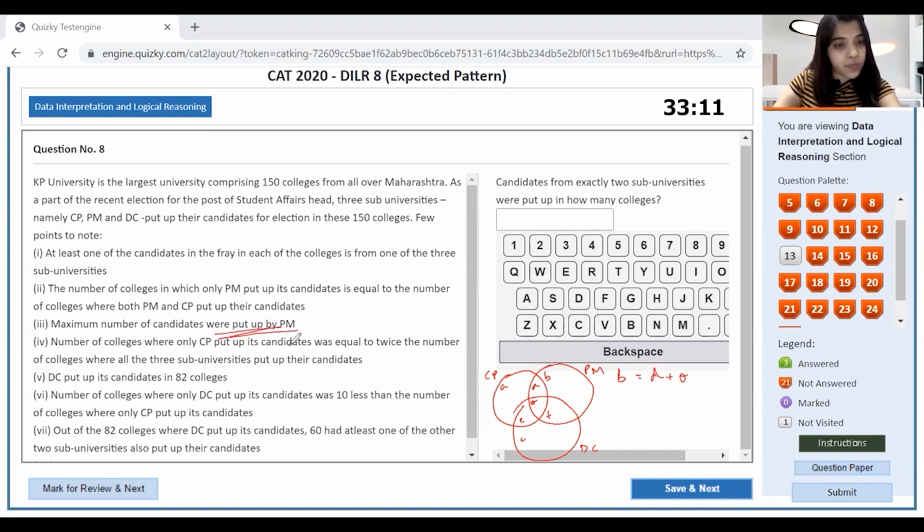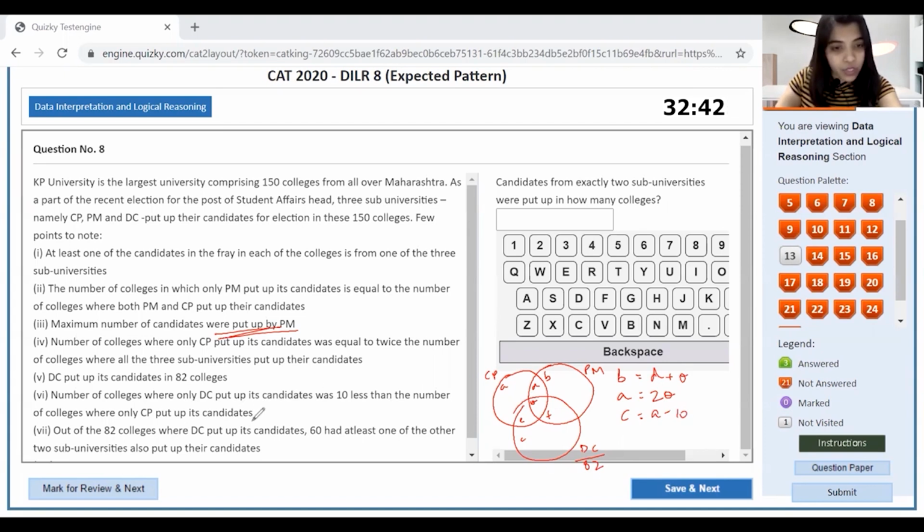Okay, let's highlight this. Where only CP put up its candidates, A is equal to twice the number of colleges where all the 3 sub-universities put up the candidates, which is O. Fine. DC is 82. So we have this figure, it's 82. Number of colleges where only DC put up its candidates, which is C, is equal to 10 less than the number of colleges where only CP, only CP is A, 10 less than CP, right?